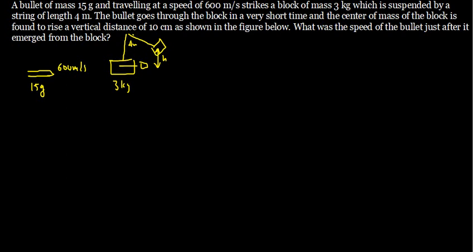So using conservation of momentum again, m1 u1 plus m2 u2 is going to be equal to m1 v1 plus m2 v2. Initially, you have got a bullet that is going to go inside this block. So it is having a mass of 15 grams. Now we need to convert to the right unit. So 15 divided by 1000 is 0.015, multiplied by the initial velocity that is 600.